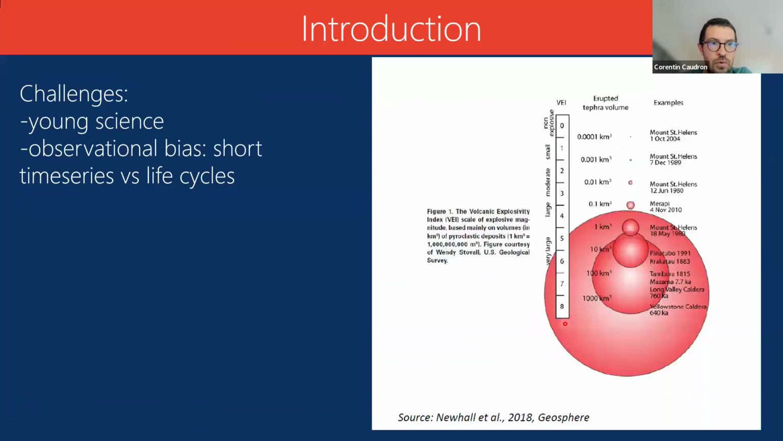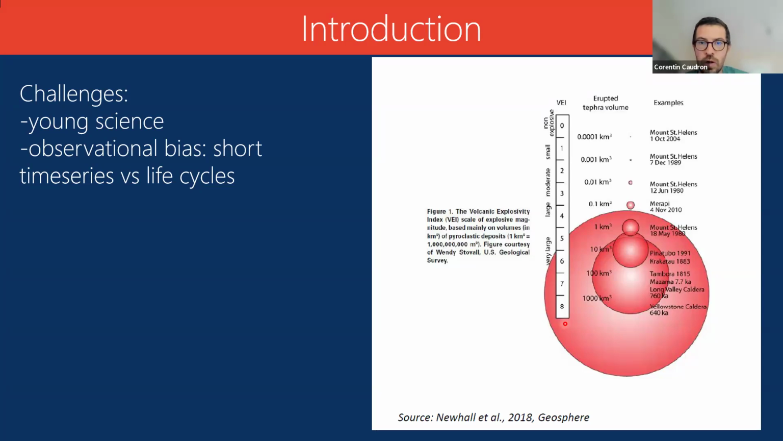So we still have quite many challenges. You can think about volcanology as a pretty young science in the sense that the first seismometers were only installed 150 years ago, more or less. So it's still a pretty young science. We're still learning, and we are facing what we call an observational bias. And this is quite easy to understand. It's a tricky or complicated word, but it's actually quite easy. The fact is that we are observing volcanoes which exhibit very long life cycles with very short time series, because we've just started.